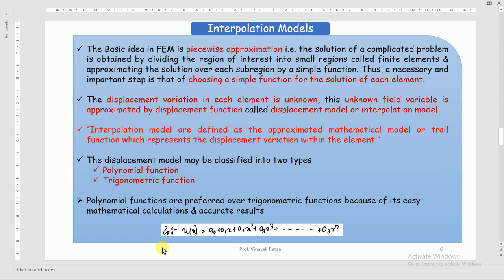A simple example of a polynomial function, the general polynomial function, is this: a naught plus a1 x plus a2 x square plus a3 x cube, and so on, up to an x raised to n. Sorry, not a3 xn, an xn. It starts from 0 here, so the first term is a naught. This is the general polynomial equation of order n.